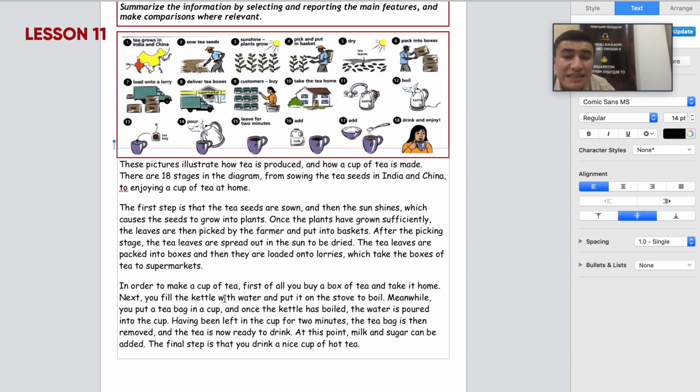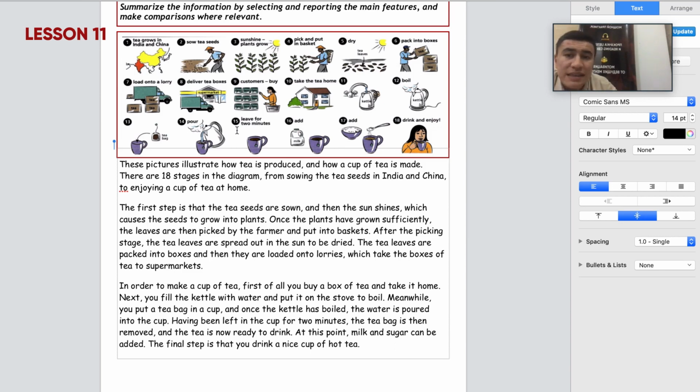Next, you will fill the kettle with water and put it on the stove to boil. Okay, it's here. Meanwhile, you put a tea bag in a cup, and once the kettle has boiled, the water is poured into the cup. Having been left in the cup for 2 minutes, the tea bag is then removed and the tea is now ready to drink. At this point, milk and sugar can be added. The final step is that you drink a nice cup of hot tea.